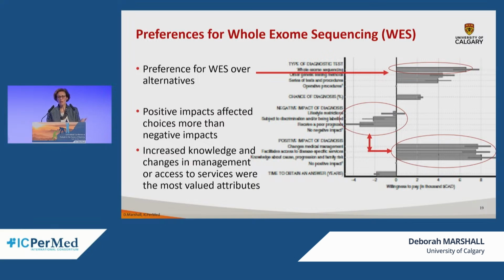And not surprisingly, patients valued positive impacts more than negative impacts. And then lastly, we also find that sheer increased knowledge about what is wrong with their child is valued independently from everything else. There is a value associated with that. And the other thing is changes in management. How do I manage my child because now I know they have a diagnosis? And similarly, access to the services now that they have a diagnosis.